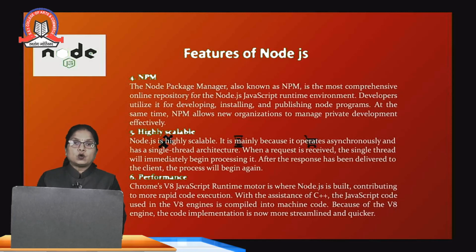Performance. Chrome's V8 JavaScript runtime engine is where Node.js is built, contributing to more rapid code execution. With the assistance of C++, the JavaScript code used in V8 engines is compiled into machine code. Because of the V8 engine, the code implementation is now more streamlined and quicker.